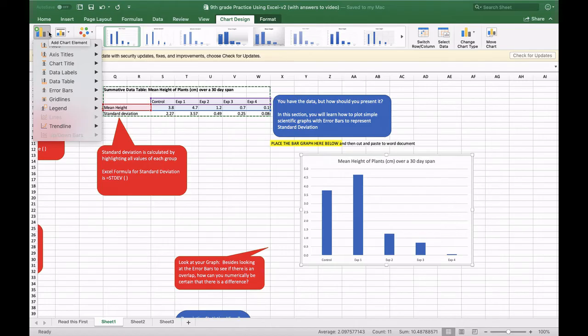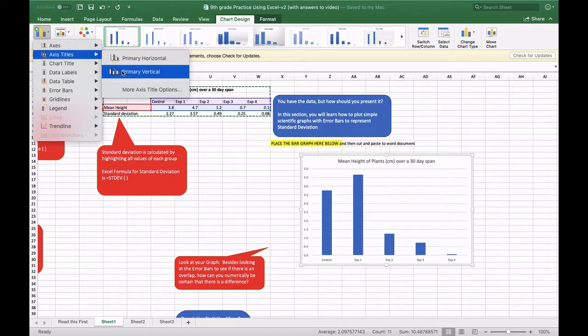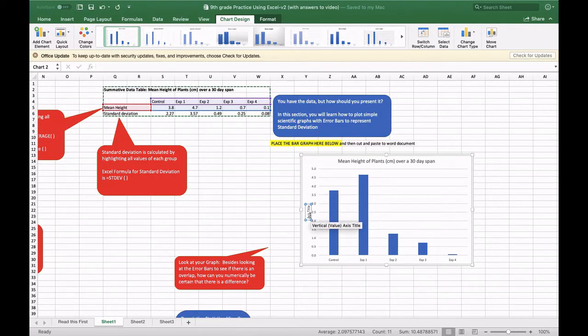a chart element. So when you click on add chart element, you are going to add a title. And in this case, you want to add the primary vertical title, and this is where you're going to be able to include what the y-axis represents. And in this particular experiment, the y-axis represents the mean height, and it's always important to include the unit as well, in centimeters. So now you have a graph that has a proper title, all of your groups are labeled, and your y-axis is labeled as well.